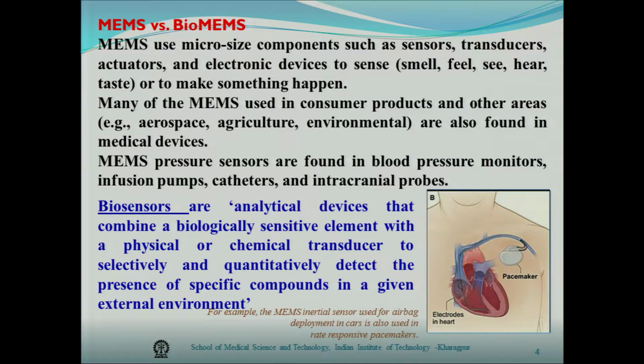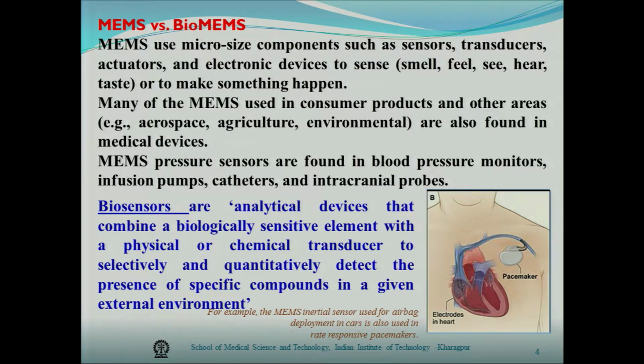These are some general slides. Now, the MEMS use micro size components to develop the sensors, transducers, actuators and electronic devices to sense or to make something happen. Many of the MEMS used in consumer products and other areas are also found in medical devices. Now, BioMEMS means it is the MEMS device which will handle the biological species. It is as simple as that.